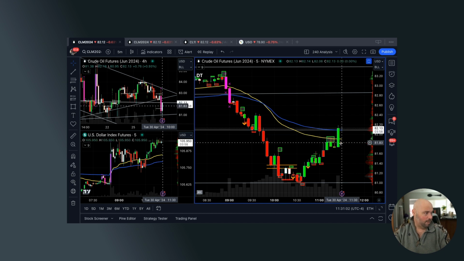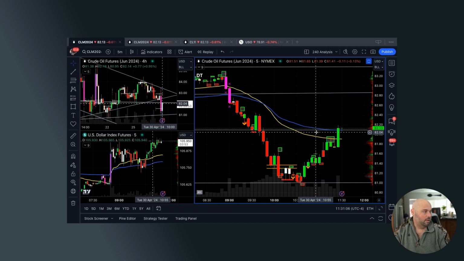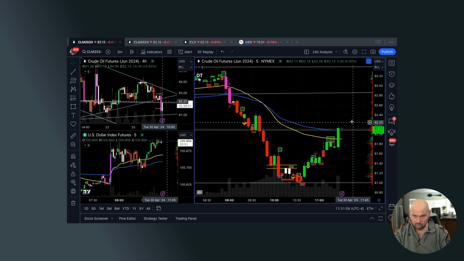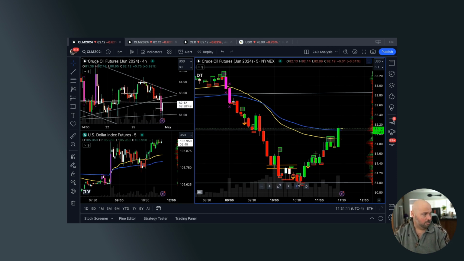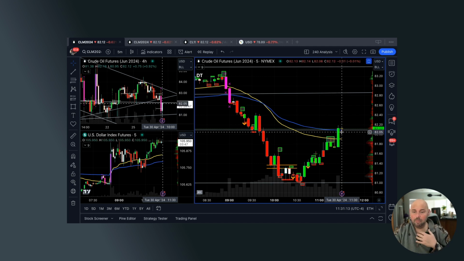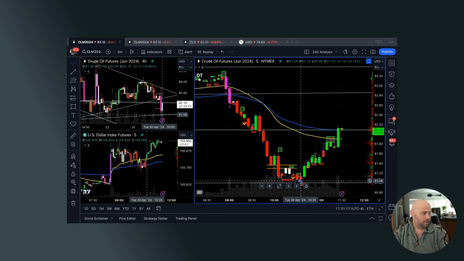We were at the VWAP. We just barely pulled back a little bit, and then we take this next push into higher time frame resistance and the session VWAP. The market at this point in time has not given me a reason to go short yet. Okay? It has actually given me a reason to go long.